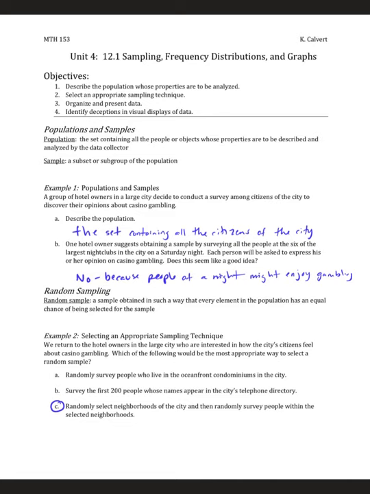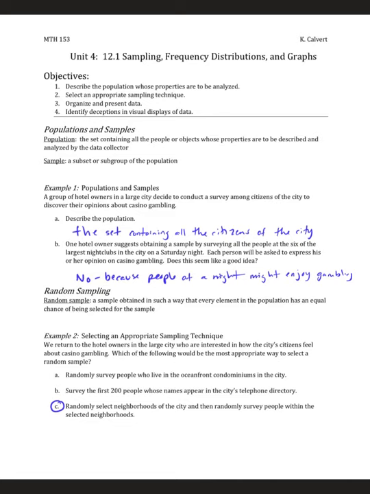Maybe the people that live in the oceanfront condominiums are wealthy and don't want to spend their money on gambling, or maybe they have a pastime of being affiliated with a certain casino. So you want to be careful with only choosing from a certain geographical location.